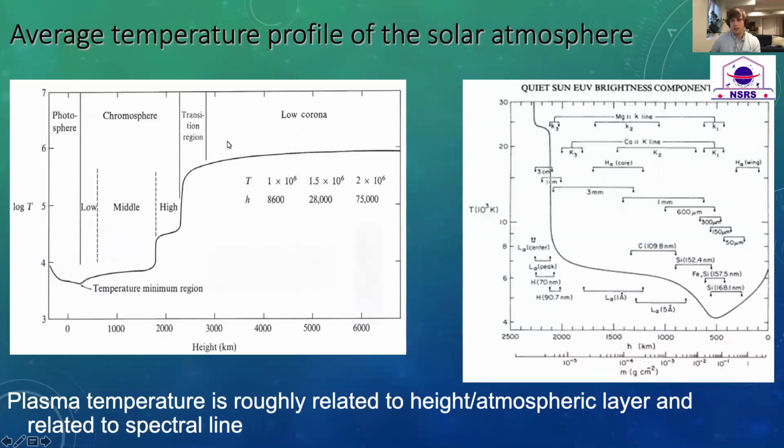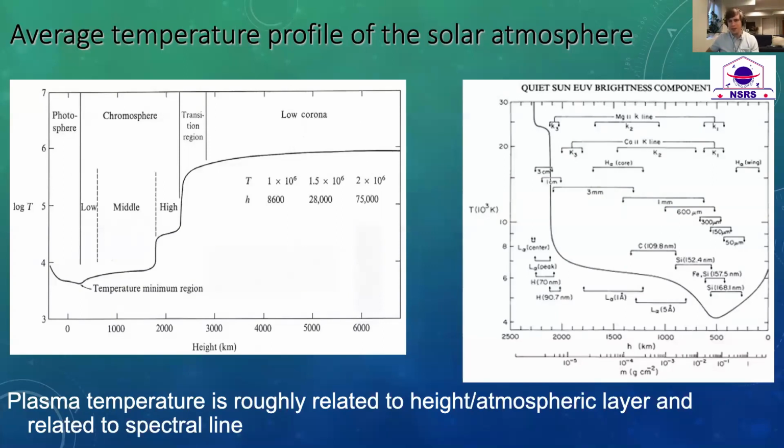All of a sudden, the temperature jumps significantly. It's not just a little bit, but by about an order of magnitude, from 10 to the 5th to about 10 to the 6th. That's an amazing jump. And then throughout the corona, the temperature of the plasma remains about constant.